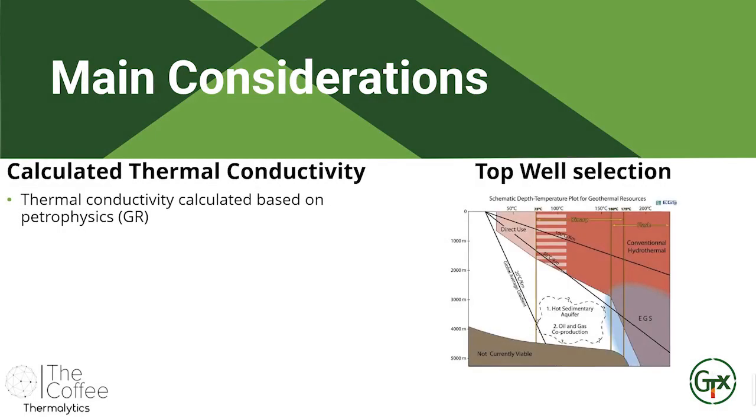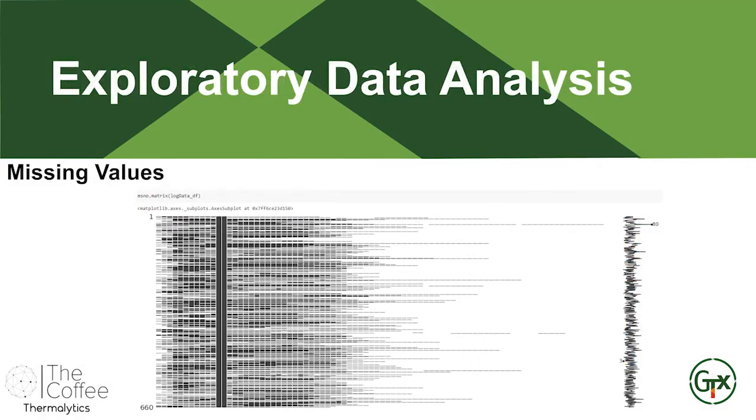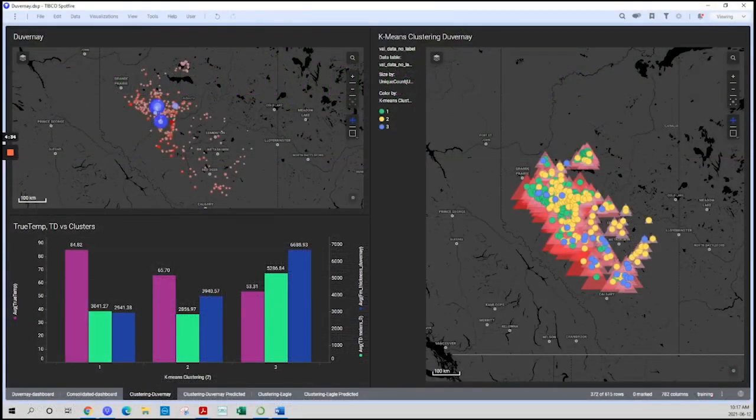Our model predicts a true temperature based on the thermal conductivity. As you can see, in the data file there are a lot of missing values and incomplete columns, which is a problem for us to run a machine learning model. A better understanding of the wells that can be potentially selected for the conversion.